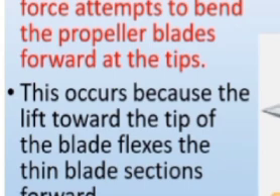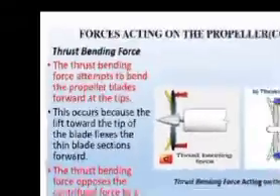Now, the thrust bending force opposes the centrifugal force to a certain degree. Just as centrifugal force tries to pull the propeller blades out from the hub, thrust bending force tries to flex the thin tip forward or back. By so doing, it counter-reacts the centrifugal force.